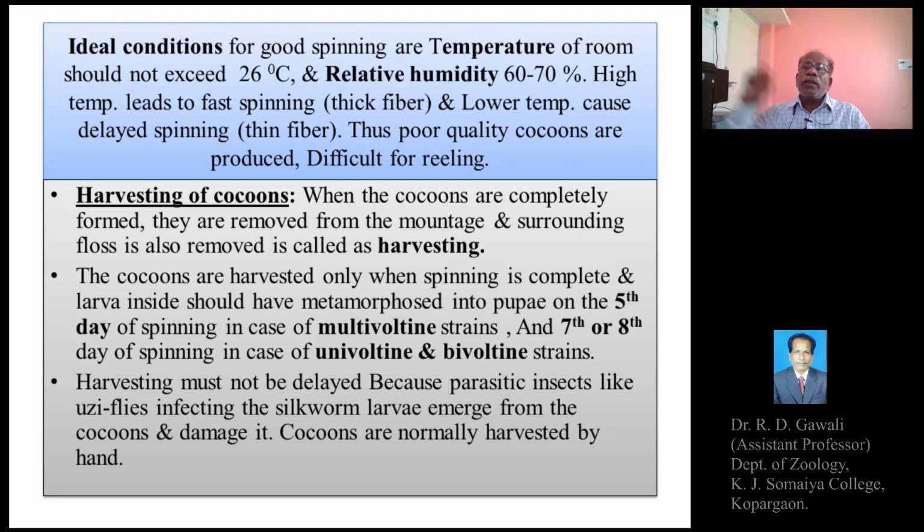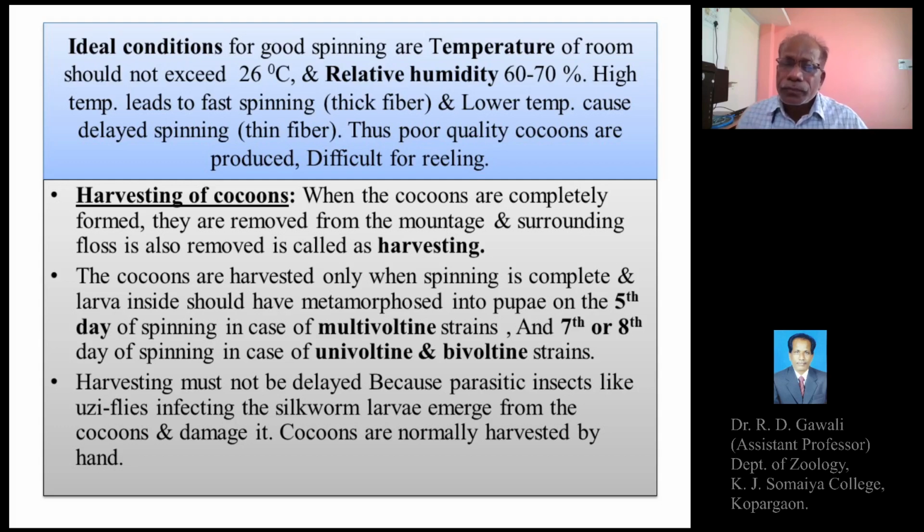not get a continuous silk thread, so it becomes difficult to reel the silk thread on the wheels mechanically, or to obtain the continuous silk thread from such poor quality cocoons which have thin silk threads or fragments, and thus poor quality cocoons are produced, which become difficult for reeling.